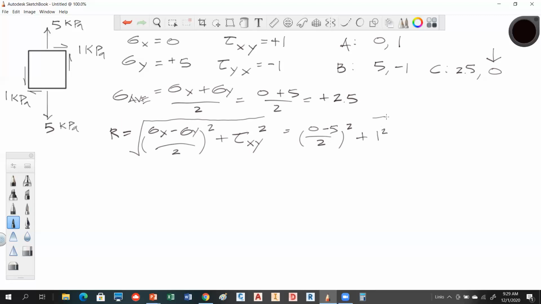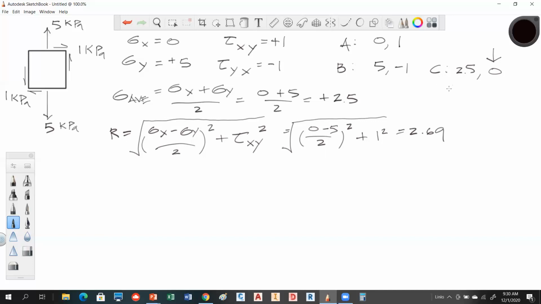So 1 squared. Let's see what we come up with for radius. 5 divided by 2 is 2.5. 2.5 squared is 6.25 plus 1 is 7.25. Square root of that gives me 2.69, and the unit is going to be kilopascals. So that's our R value.